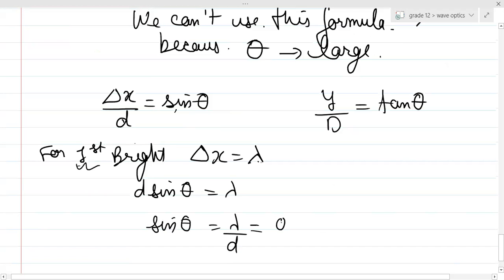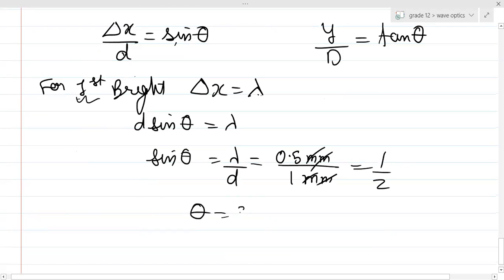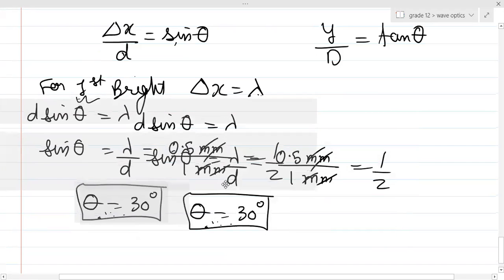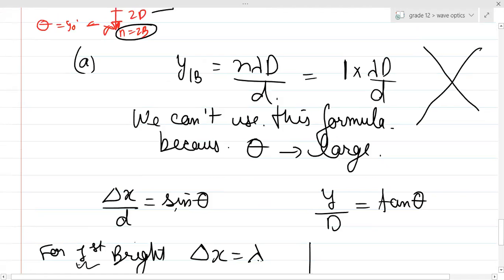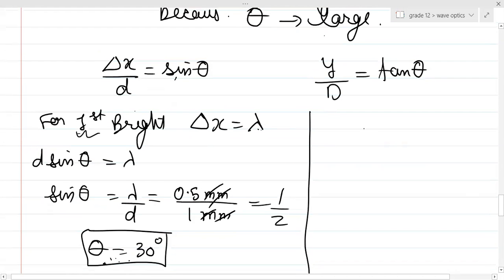Lambda is 0.5 mm and d is 1 mm. So this will cancel and this will be 1 by 2. So when is sine theta 1 by 2? So can you see, guys, theta equals 30 degrees. That is the reason you can't use the approximation. Is it clear? Guys, you understood why we do not use that formula? Because theta is large. After some time you will get this, practice. You will just see the question and you will understand that yes, in this case theta is large or in this case theta is small. Only this will come from practice.